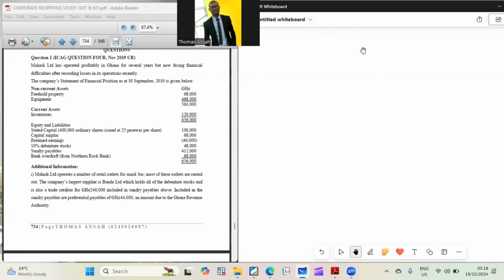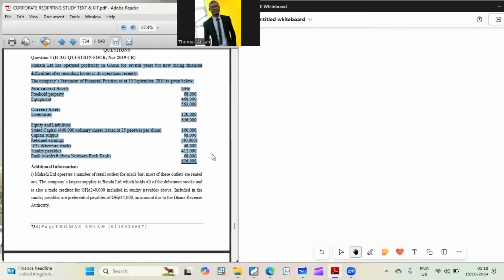So for example, if you read this question, Mahadi Limited operated profitably in Ghana and is now facing financial difficulty. The 2019 financial position is given.